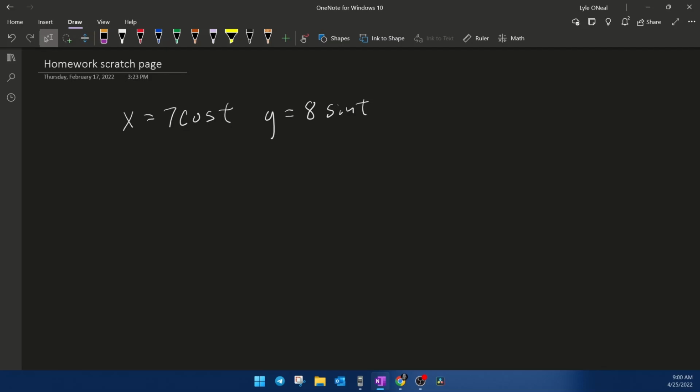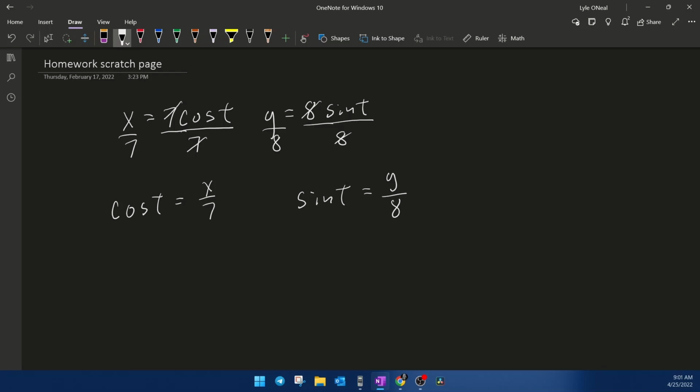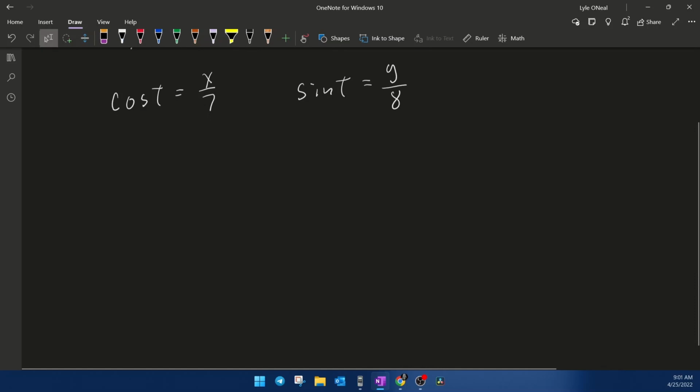So what I notice is that I do have a cosine t and a sine t. What I would like to do is do a little manipulation to isolate those trig functions. So for the first equation, I'm going to divide both sides by 7, giving me cosine t equals x over 7. And for the other equation, dividing both sides by 8 is going to give me sine t equals y over 8.